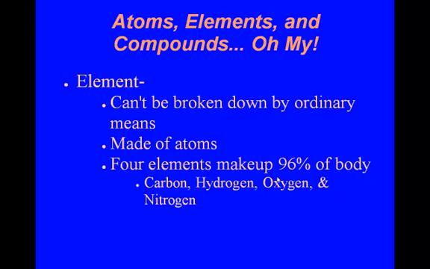Atoms, elements, and compounds. Oh my. All right, here are some properties of elements. Elements cannot be broken down by ordinary means, and they're made of atoms. Now, there are four major elements in your body, and in fact, they make up 96% of your body. That's carbon, hydrogen, oxygen, and nitrogen, and you will be dealing with these continuously throughout the course.